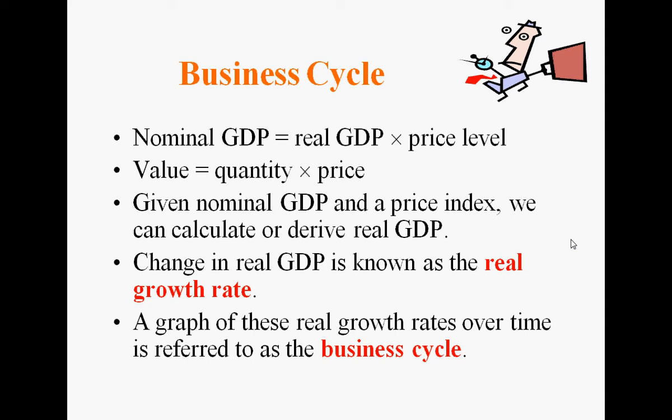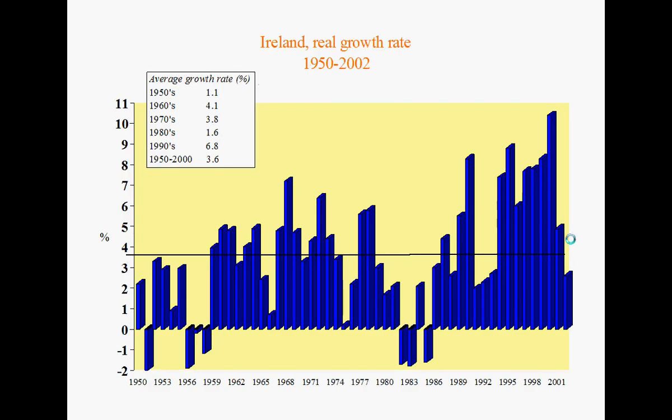So you can have substantial changes in nominal GDP, but they can be due to inflation or deflation. There's no real impact unless quantity is changing. So you get the real GDP growth rate. So this is the real GDP growth rate in Ireland for the last 50 years of the 20th century, from 1950 up to just beyond the year 2000.